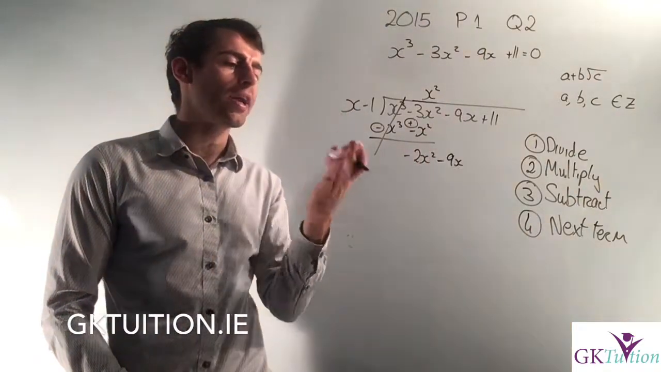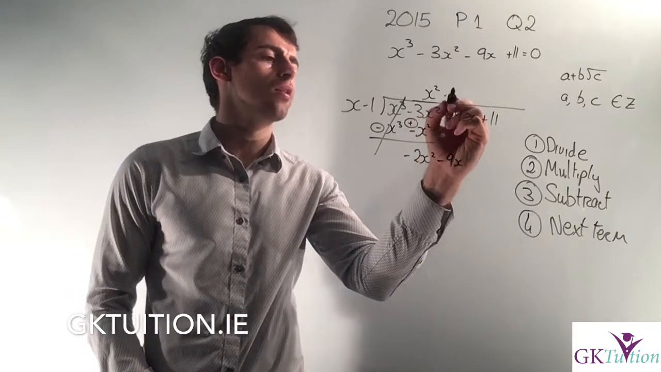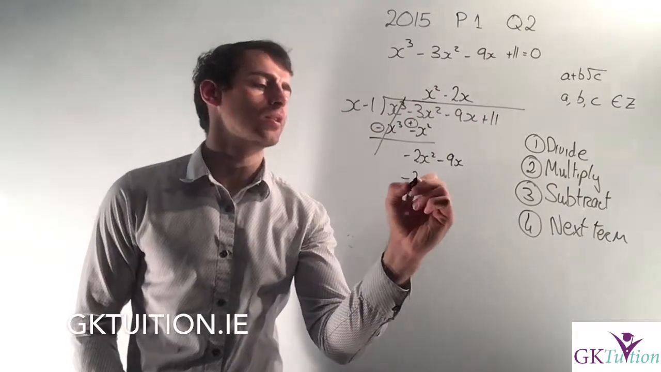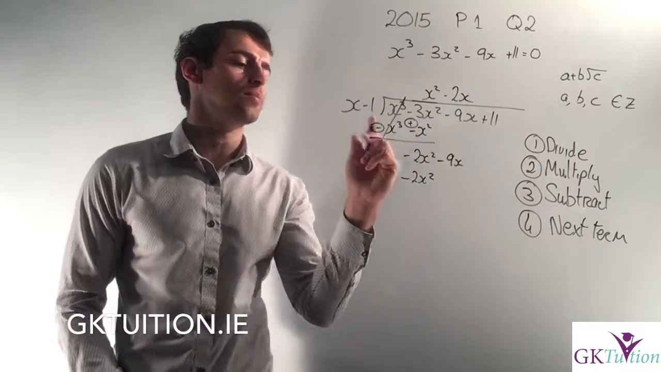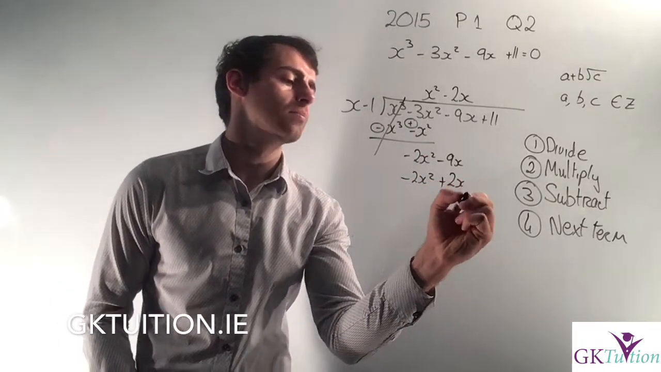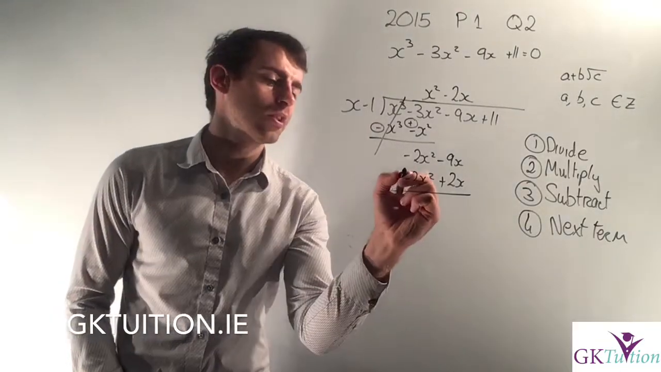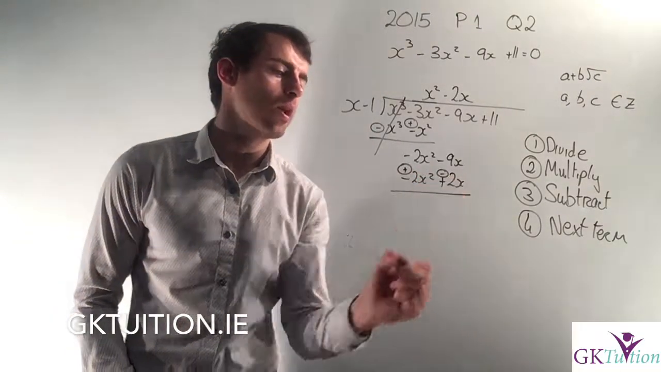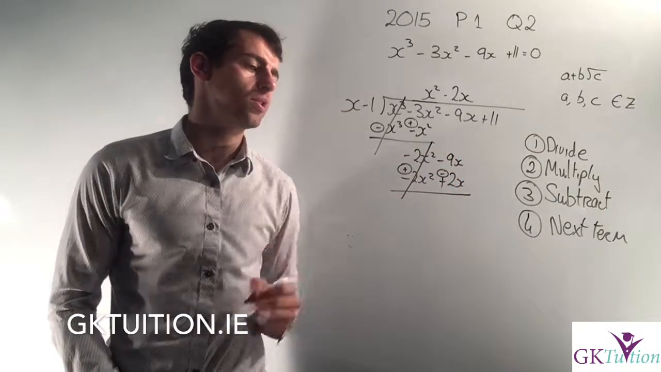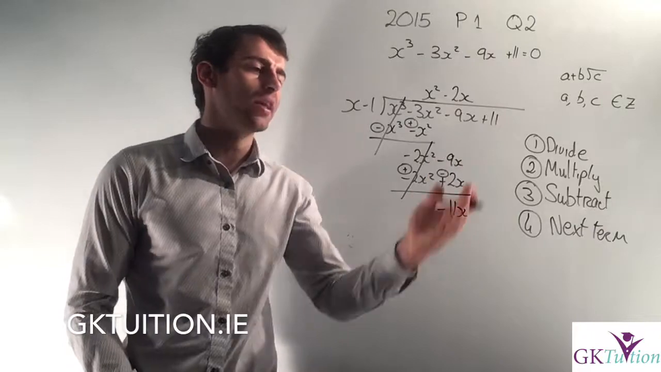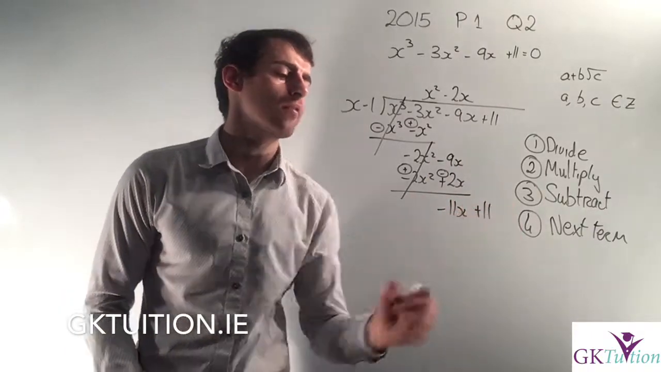So I'm going to divide x into minus 2x squared, which goes minus 2x times. Minus 2x by x is minus 2x squared. Minus 2x by minus 1 is plus 2x. And in order to subtract, we have to change our signs. So in this case, this becomes a plus and this becomes a minus. Minus 2 plus 2 is 0. Minus 9 is minus 11x. And I take down my last term, which is plus 11.